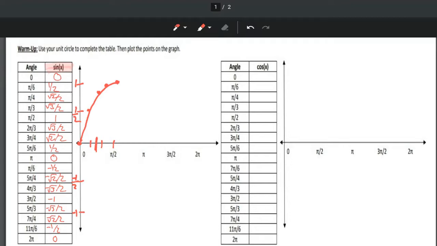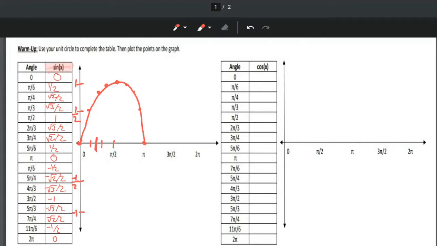So I'm going to keep moving along, and at 2 pi over 3, we're going to go back down to √3/2, which is at 0.86. At 3 pi over 4, we're going to go to √2/2, which is at 0.7. At 5 pi over 6, we get to 1/2, and then at pi, we get to 0. So as you can see, it's symmetric, with pi over 2, 1 being the highest point of that portion of the sinusoid graph.